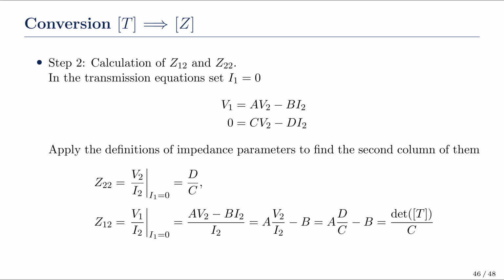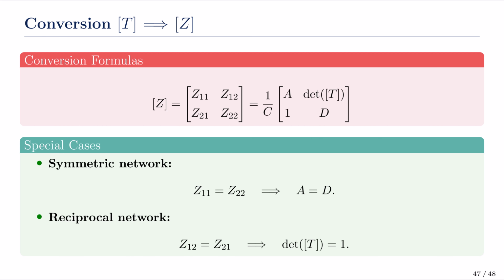Step 2. Second column. Set I1 equals 0, which means port 1 open circuited. Solve for V2 over I2 and substitute into the first transmission equation. This yields Z22 equals D over C and Z12 equals (AD minus BC) over C, equal to the determinant of T over C. Final conversion formula. Combining both columns gives the complete conversion formula for Z. For a symmetric network, A equals D. For a reciprocal network, the determinant of T equals 1, implying Z12 equals Z21.